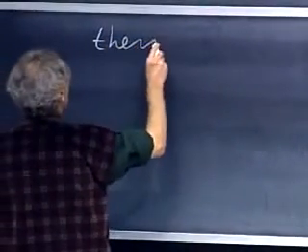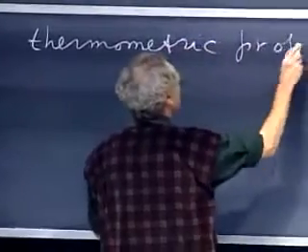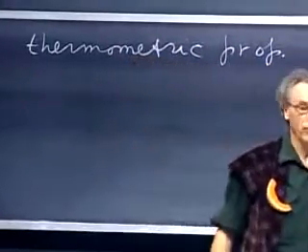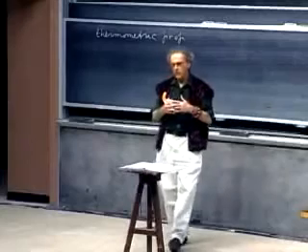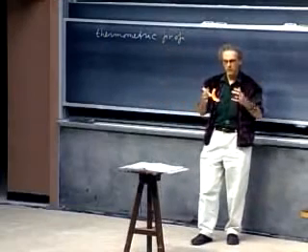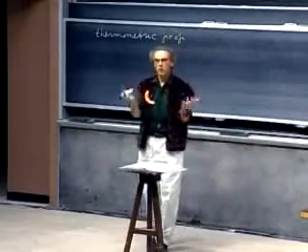And those properties are called thermometric properties. One very characteristic thermometric property is that most substances, when you heat them, expand. And when you cool them, they shrink. We'll talk more about it later. If you take a gas in a closed volume and you heat it, the pressure goes up. That's a thermometric property. If you take an electric conductor and you heat it, in general, the electric resistance will change.